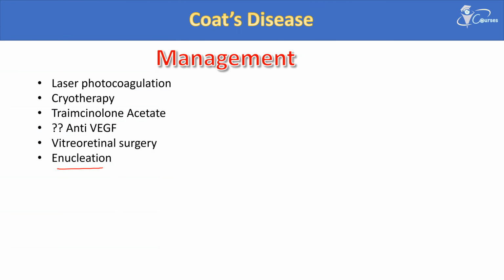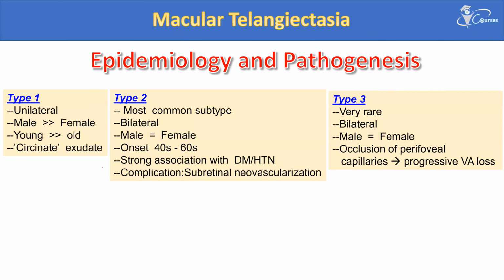Okay, another variant of telangiectatic diseases is called MACTEL, or macular telangiectasia. Macular telangiectasia is a condition where there are dilated blood vessels within the macula, unlike Coats disease where the abnormal blood vessels are present in the periphery. MACTEL has three types: type 1, type 2, and type 3. Let's see what the differences between them are.